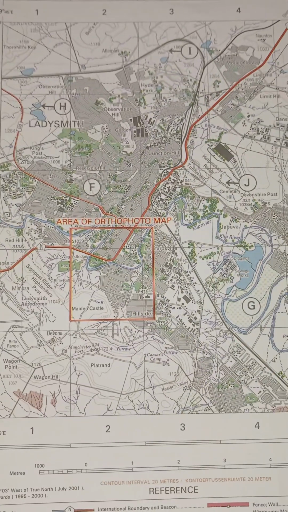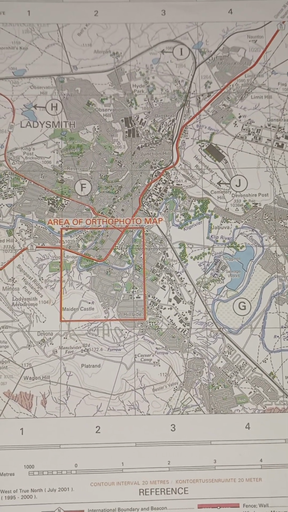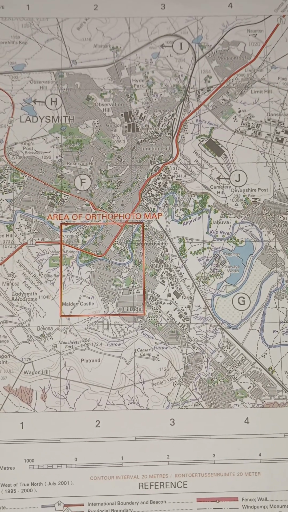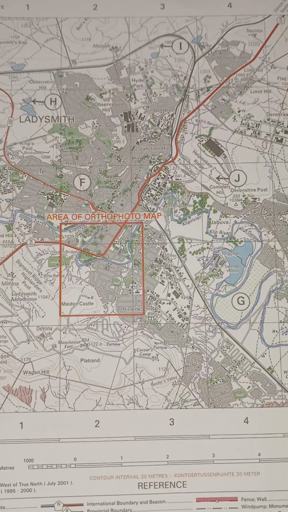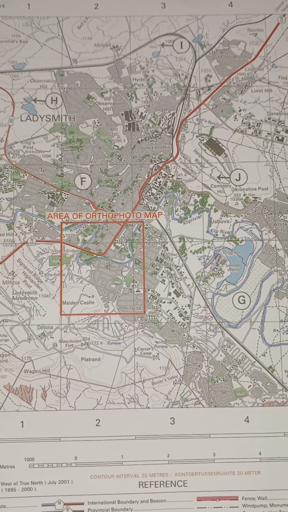Good morning. This response is in relation to the question that was asked: how do you determine the direction in which the river is flowing?